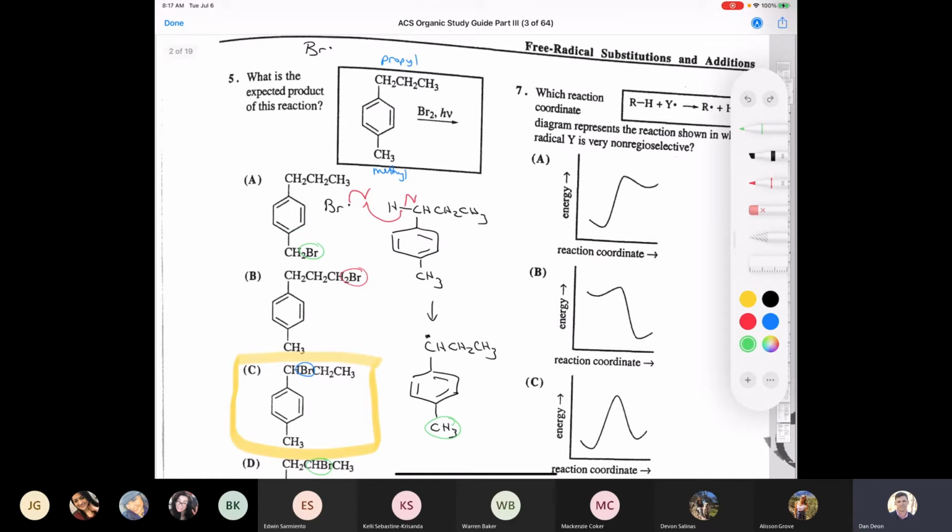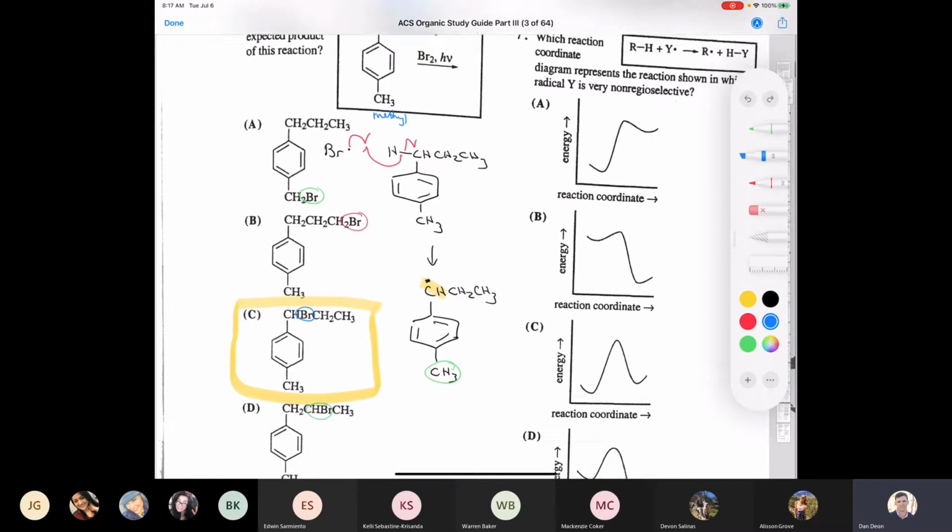However, the position where I have the radical drawn right here is the more stable radical because not only is it benzylic, but it also has this ethyl, if you will, this carbon group attached to it, which donates some electron density to it and serves to stabilize that radical. So it's not only benzylic, it's benzylic and secondary. Whereas if you form the radical down here, it would be benzylic and primary.